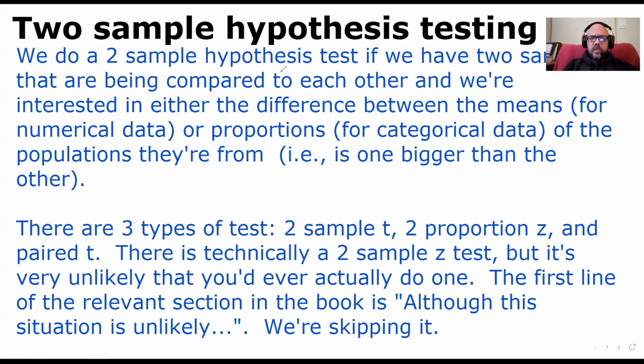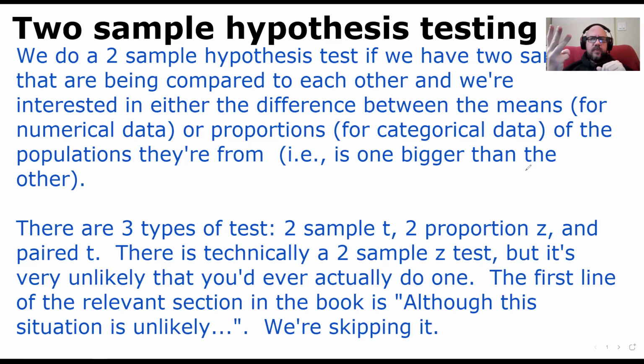So the way you can tell we're doing a two sample hypothesis test is if we have two samples that we're comparing to each other, as opposed to one to a number and another to another number, right? We have two samples that we're comparing to each other, and we are interested in the difference between the means or the proportions, depending on if we're doing numerical or categorical data. So, do men or women make more money on average? Do Republicans or Democrats support this particular bill more? Right, something like that. So where we're comparing two things and we're interested in the difference between them.